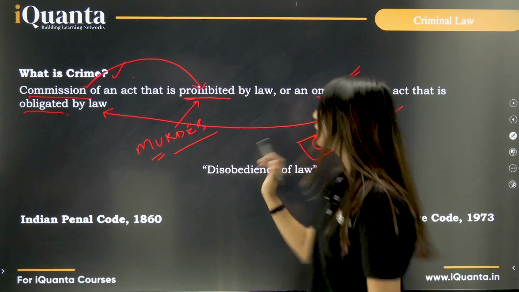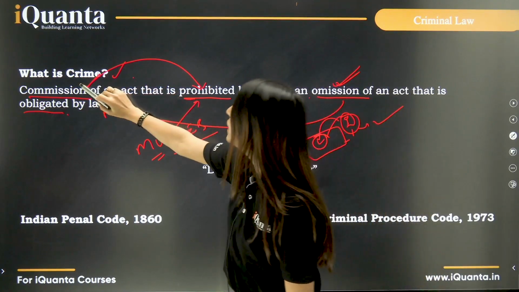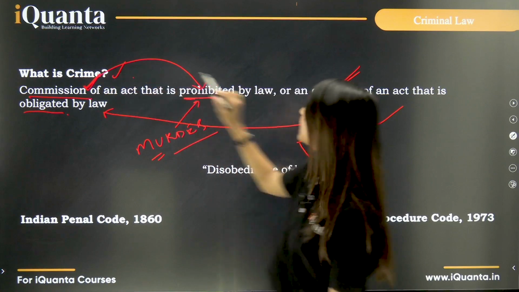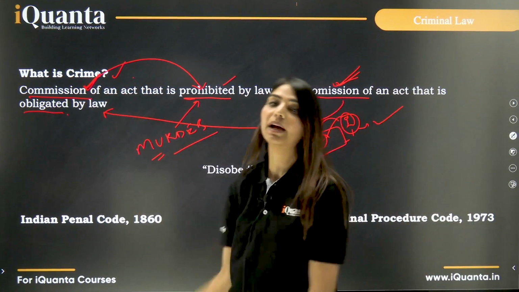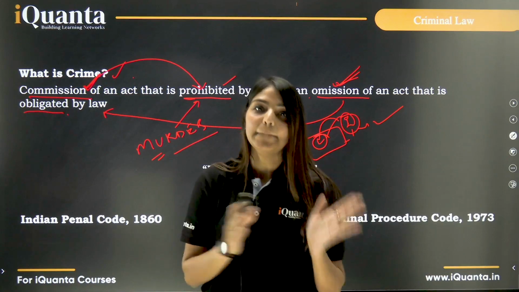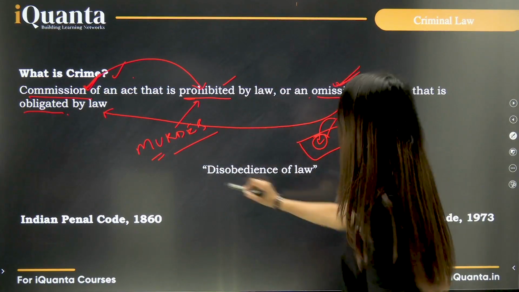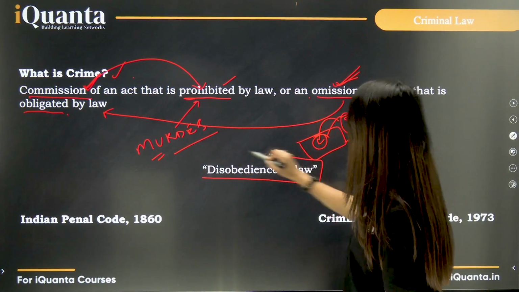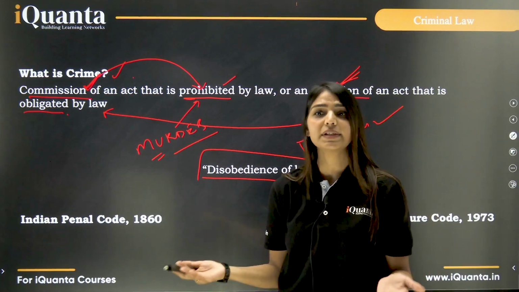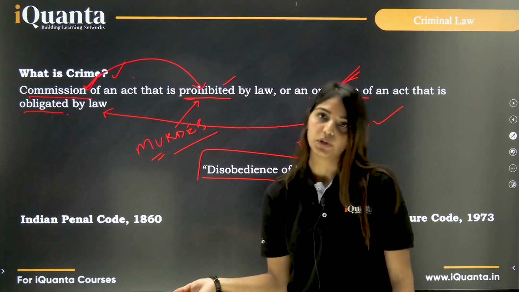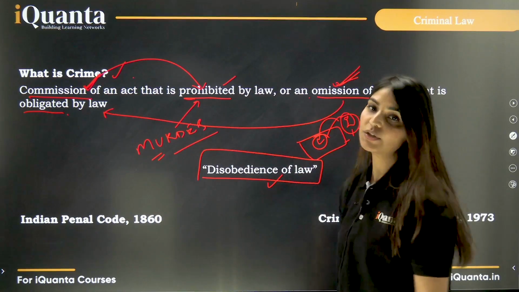Yes. So now I hope you have understood that if we do something that is prohibited by the law, or we do not do something that has been obligated by law, it will amount to a crime. Generally, of course, it will be the disobedience of law. So if you're not following what the law is saying, or if you're doing something against what the law is saying, that will be called disobedience of law.